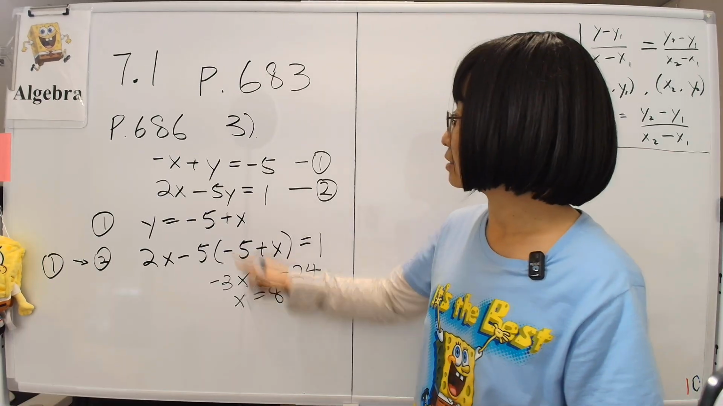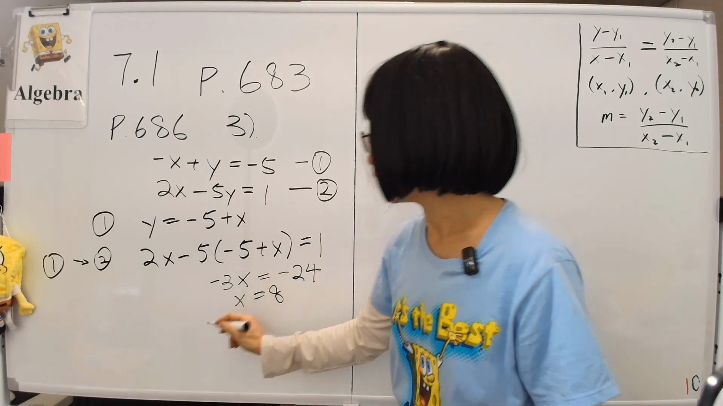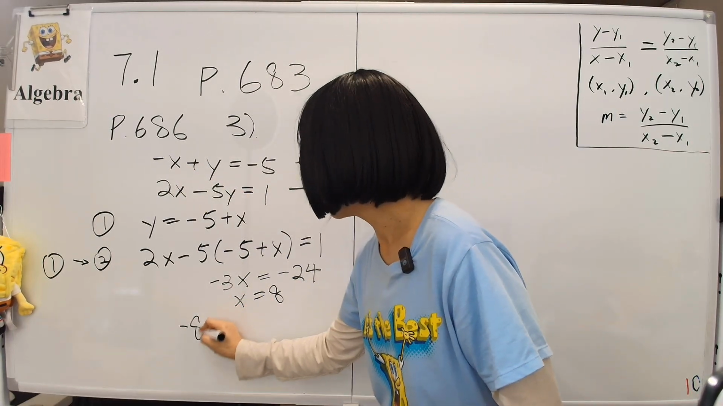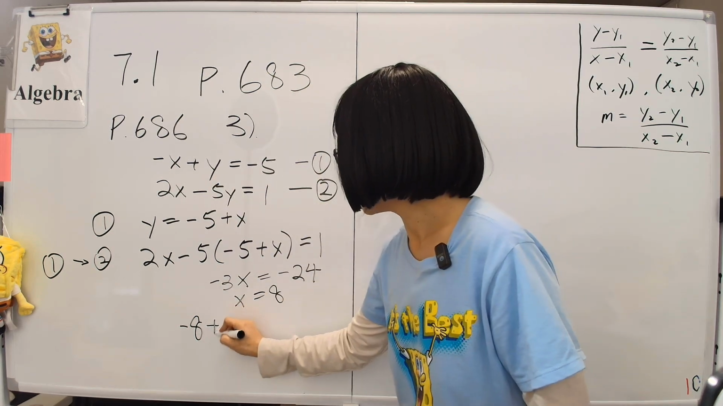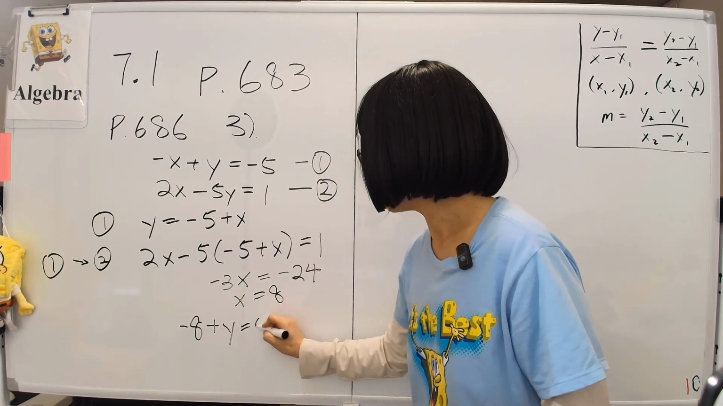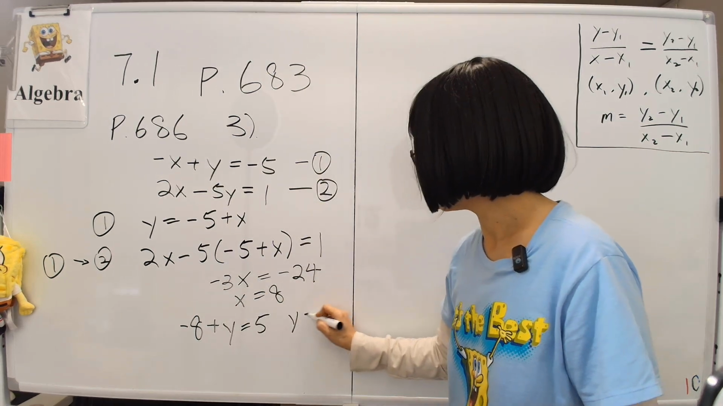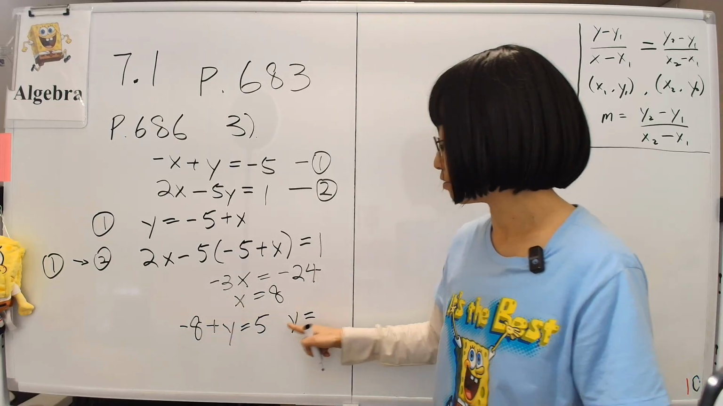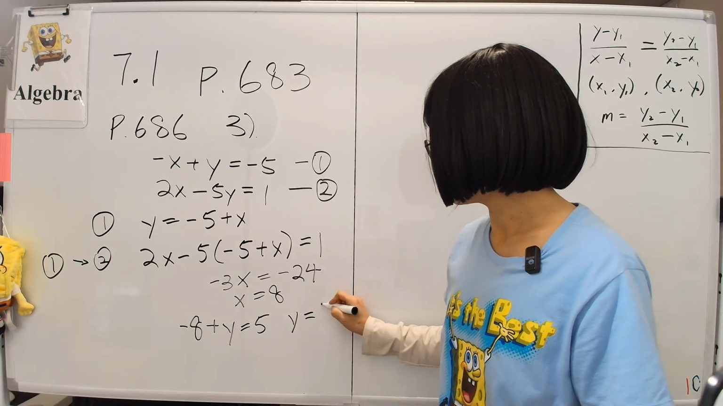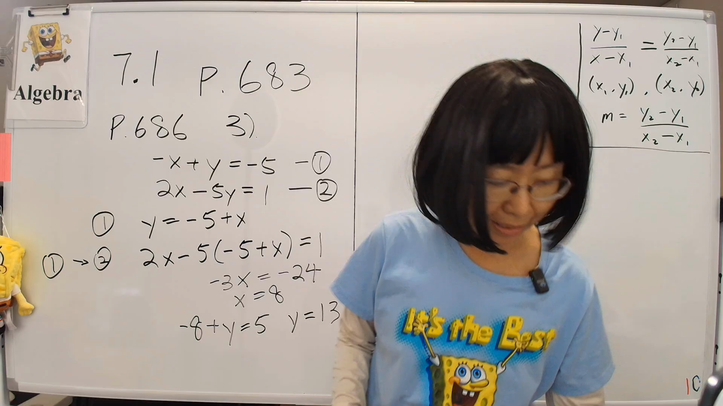Now, if x is equal to 8, we'll plug it in here. That gives us a minus 8, plus y is going to be equal to 5, which means y equals 5 plus 8. Move the 8 over here. 5 plus 8 is 13. And that should be our answer.